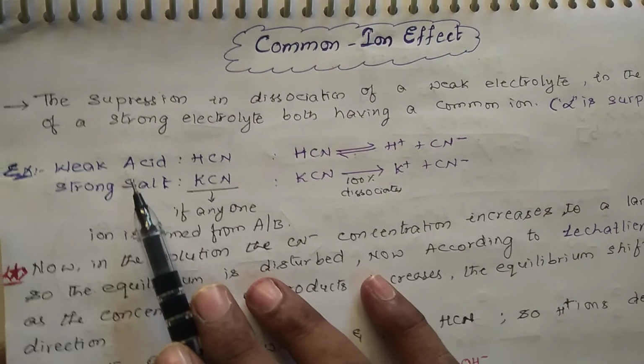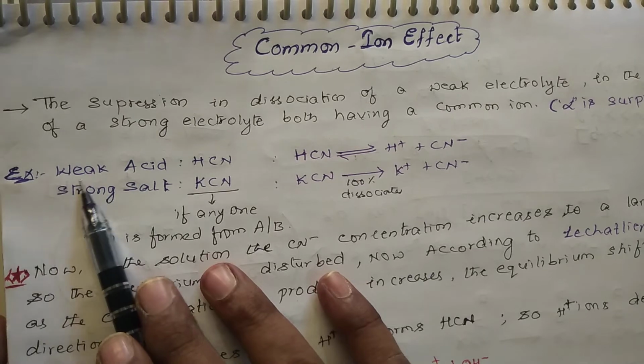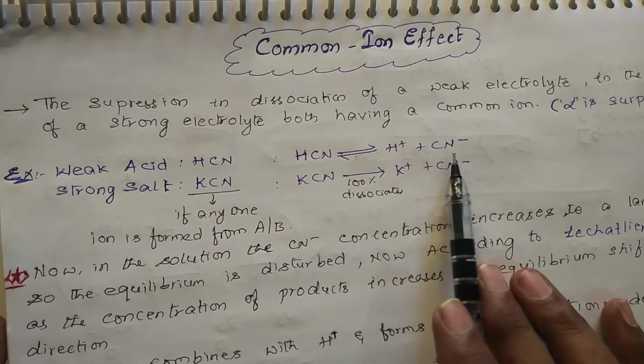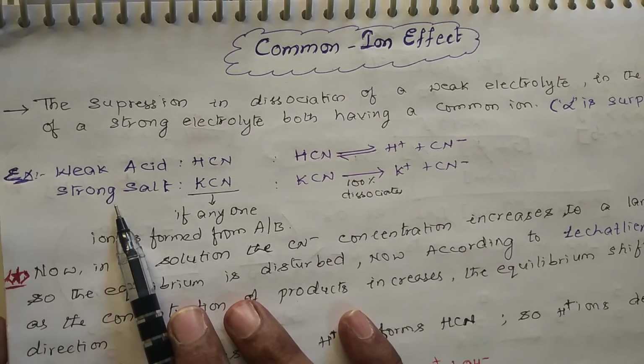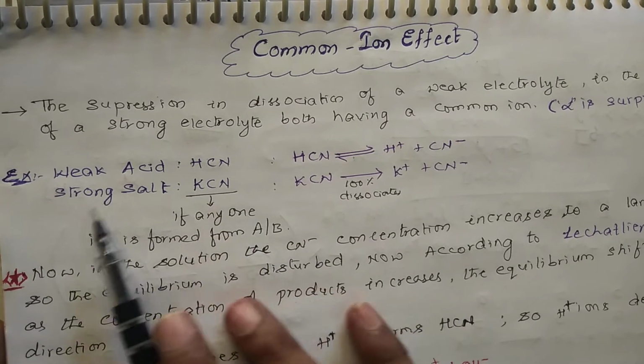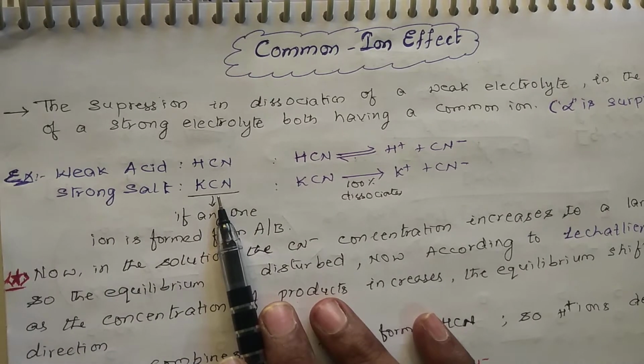Let us take an example. Let me take a weak acid, HCN, which is in equilibrium with H plus and CN minus. If I take a strong salt, that is KCN, how can I say it is strong or weak?